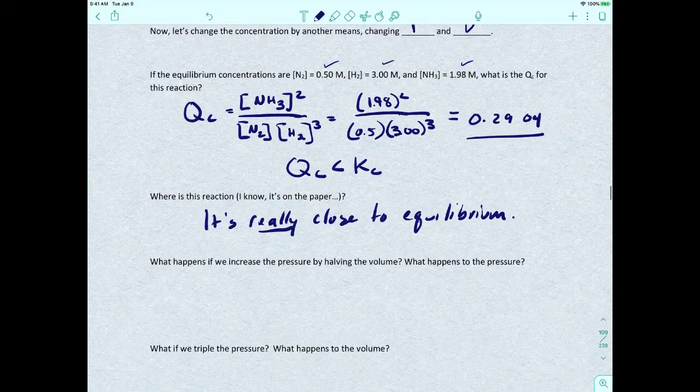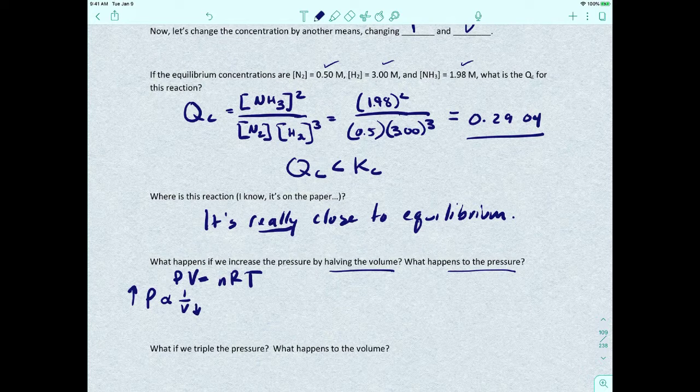Okay. Now, what happens if we increase the pressure by halving the volume? And then what happens to the pressure? Well, remember that the ideal gas law says this: PV equals nRT. Okay. So, looking at Boyle's law, the pressure has an inverse relationship with the volume. So if the pressure is going up, volume's got to go down, and vice versa. Volume goes down, pressure goes up. So if the volume is cut in half, then the pressure doubles.